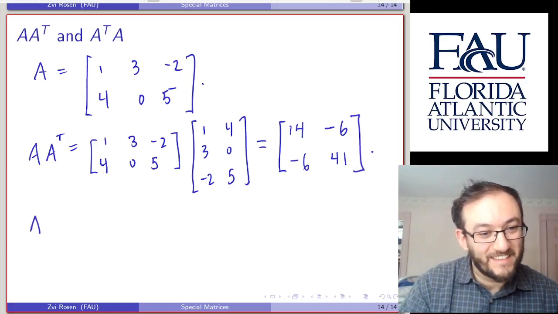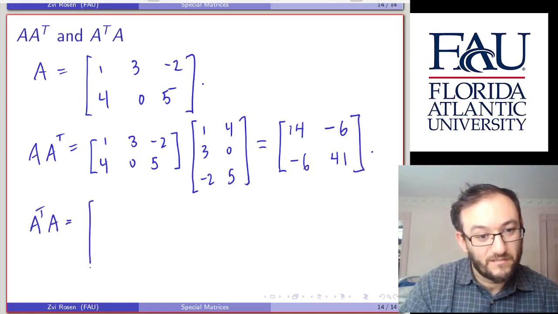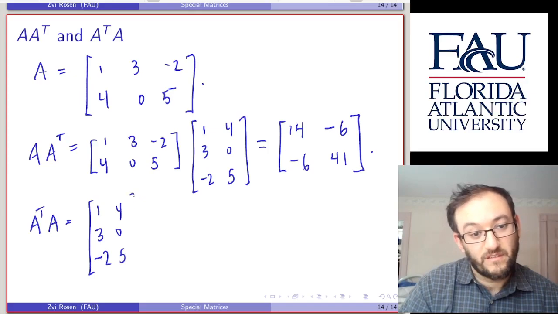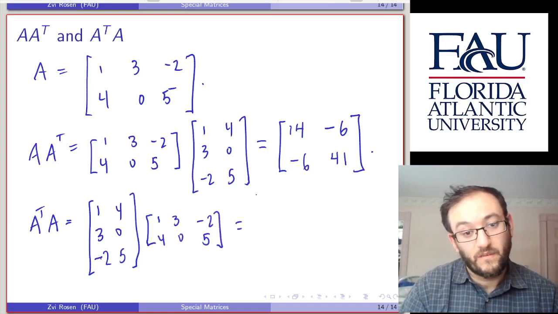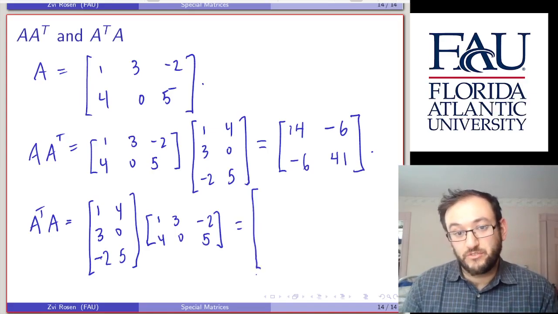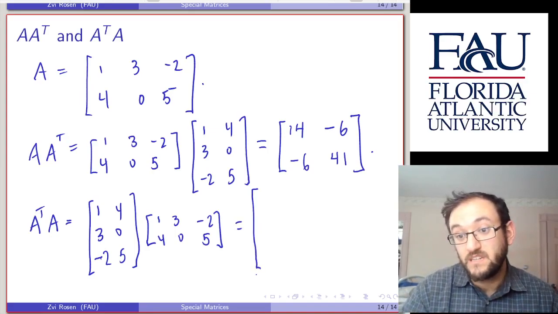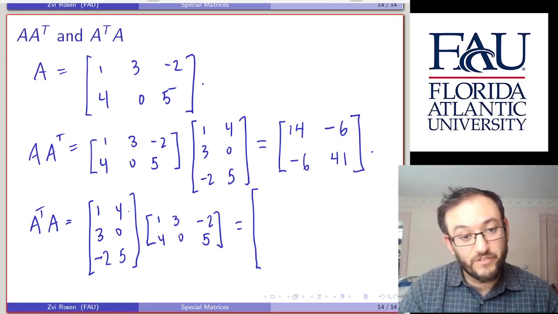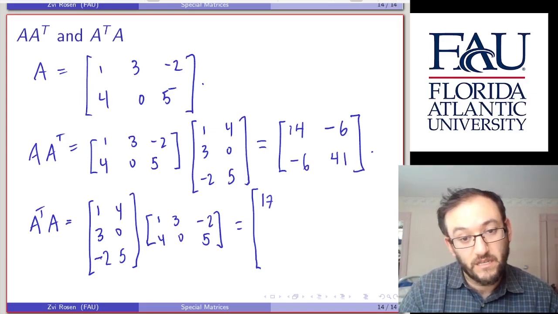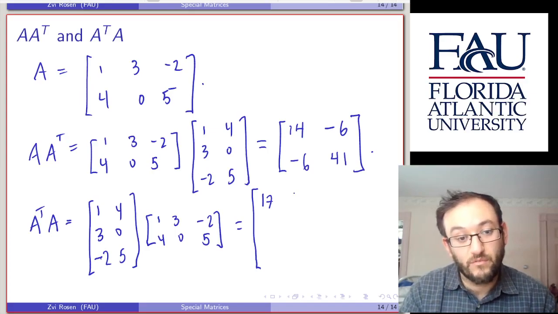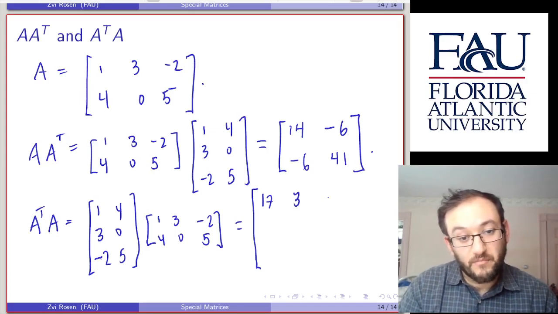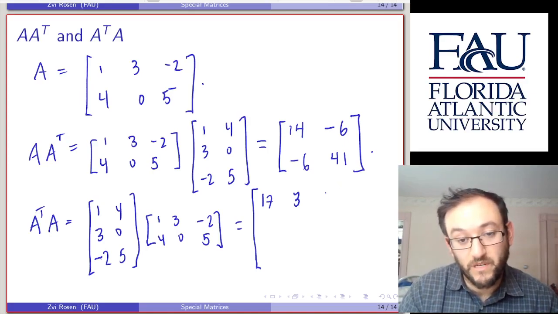Okay, and A transpose A. We have 1, 4, 3, 0, minus 2, 5, and 1, 3, minus 2, 4, 0, 5. And note we're going to get a different size matrix. The first one was 2 by 2. This one is going to be 3 by 3. And first entry is 1,4 dot 1,4, or 17. Second entry, that's 1,4 dot 3,0, or 3. Then 1,4 dot minus 2,5 is minus 2 plus 20, or 18.